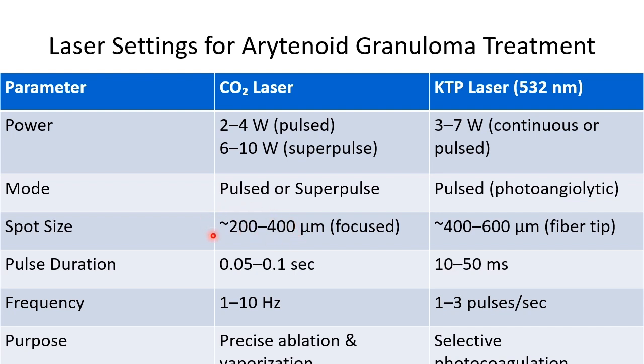The spot size is a bit bigger to ablate the granuloma: somewhere between 200 and 400 micrometers in the carbon dioxide case, and a bit larger, 400 to 600 micrometers, for the KTP. And the pulse duration here is between 50 and 100 milliseconds. A shorter pulse duration is used with the single pulse in KTP, between 10 and 50 milliseconds. The advantage of using the KTP is that it causes selective destruction of the hemoglobin in the granulation tissue. The carbon dioxide laser is used to ablate the whole of the granuloma.